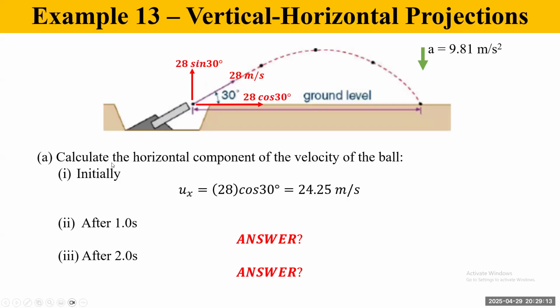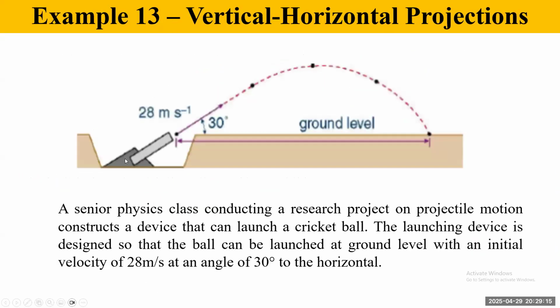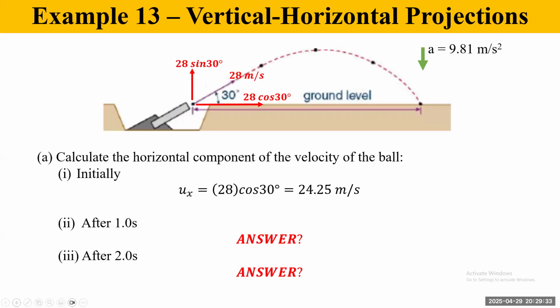We say calculate this one question here. It says an initial velocity of 28 meters per second, and it shoots out here and travels a projectile path. Its initial velocity, with which it was launched, is 28, and the angle is 30 degrees to the horizontal. So let's look at it quickly.